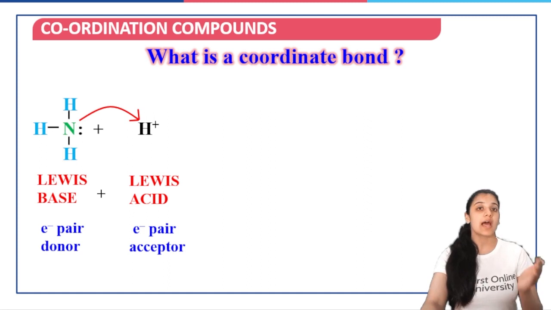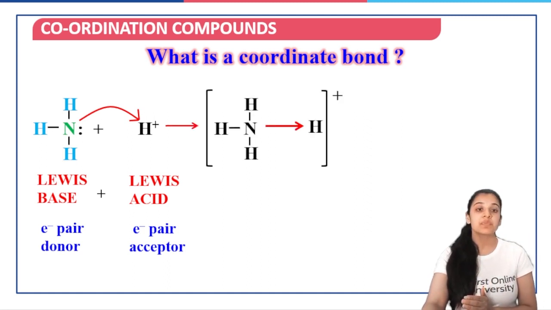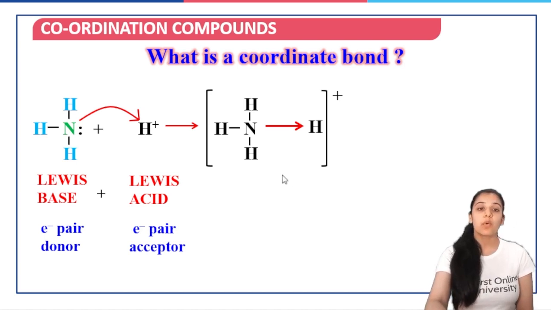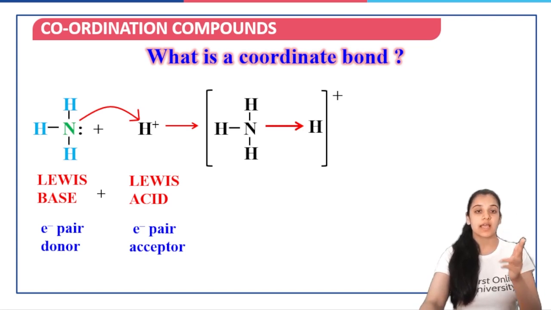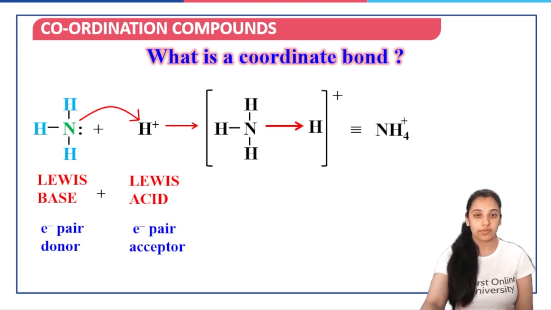And as soon as this lone pair is donated to this Lewis acid from the Lewis base, the bond that is formed is a coordinate bond. And the coordinate bond is always represented by an arrow. It's not a normal bond like a covalent or ionic bond shown with single lines. It is shown by an arrow indicating that the 2 electrons go from this side to this side. So this is how NH4 plus is an example of a coordinate bond.